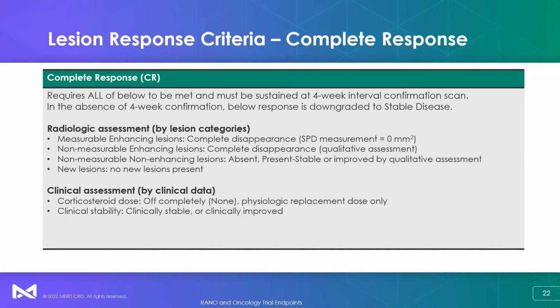And for the clinical status, the corticosteroid dose should be off completely, which means 0 milligrams a day, or simply a physiologic replacement dose only. In such cases, the CR would be indicated. And then clinical stability: as long as the patient is clinically stable or improved, but not worsening, the subject can get the CR. So all of these bullet points should be met at the same time at that time point.